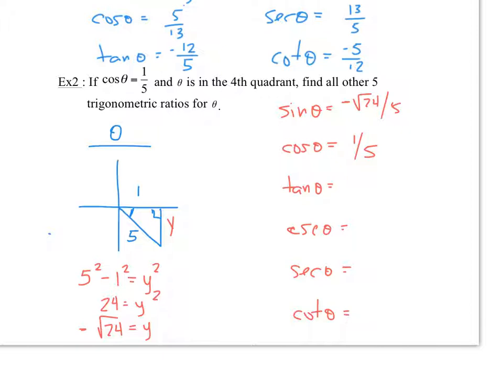And tan is going to be opposite over adjacent. So opposite is negative square root of 24 over adjacent, so over 1, same thing as saying just negative square root of 24. And now, again, the reciprocal functions are just the reciprocals of those fractions. So I'm going to flip that fraction. I'm going to flip that one. 5 over 1 is 5. I'm going to flip this one, and there we have it.